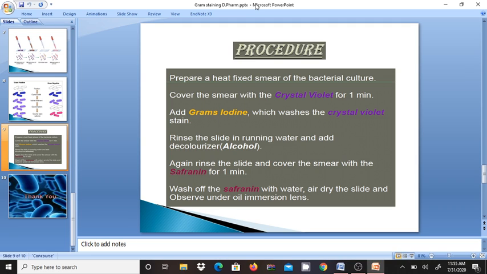In the procedure, first we have to fix the smear, the bacterial culture, with heat fixing. Then we have to apply crystal violet for 1 minute. Then we add gram's iodine, and then wash with alcohol. Then again we rinse the smear with safranin for 1 minute. Then wash off the safranin with water. Then we air dry the slide and observe under the oil immersion lens.